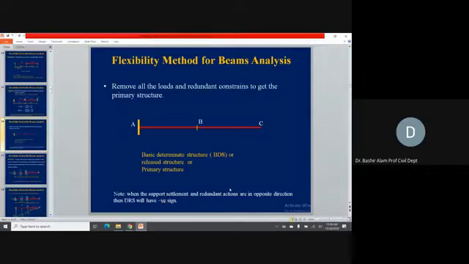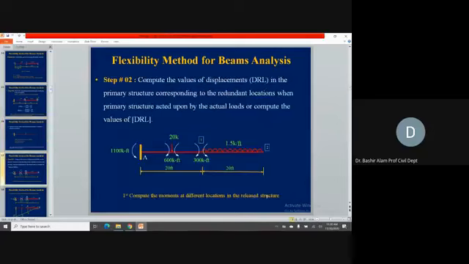Now, we are making this a statically determinate structure, which will be known as the release structure. So here you can see A, B, C. At B and C, we have removed the redundant actions now, and you can see this cantilever as our basic determinate structure. Now, this note is important. When the support settlements and redundant actions are in opposite direction to each other, they will give a negative sign to the DRS. And if they are matching, it will be a positive sign for the DRS values.